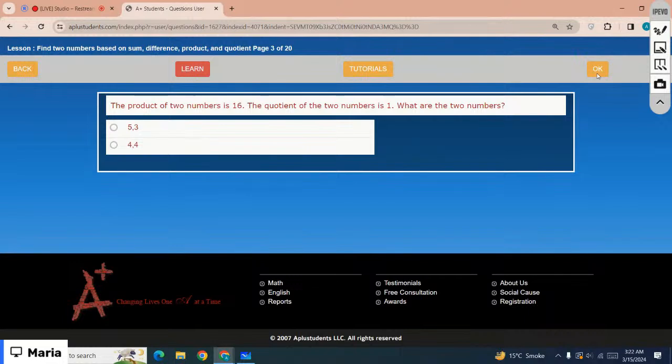Yes, they are 4 and 4 because 4 times 4 makes 16, and when you divide them, 4 divided by 4 is 1. So the correct option is 4 and 4. Very good.